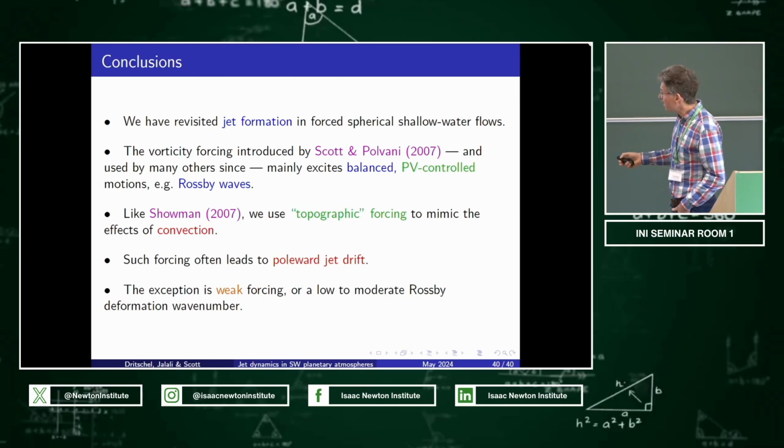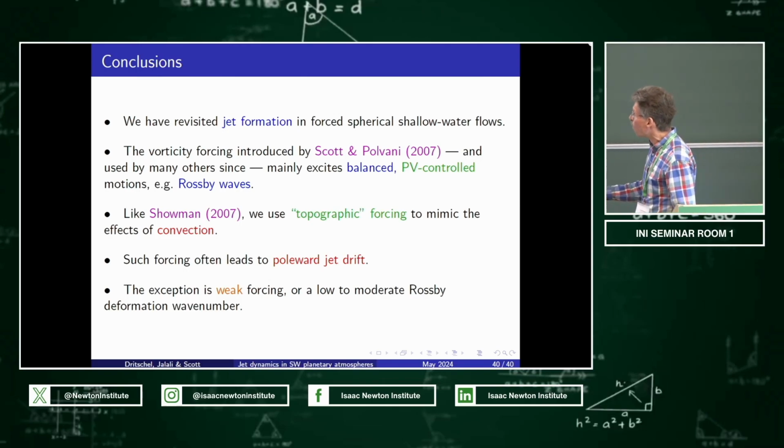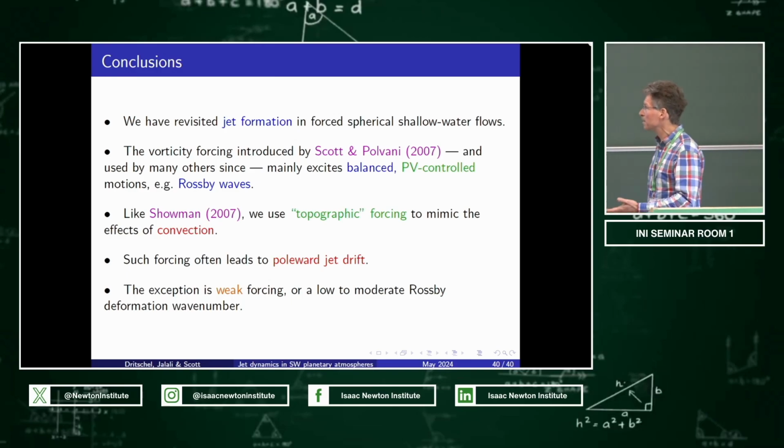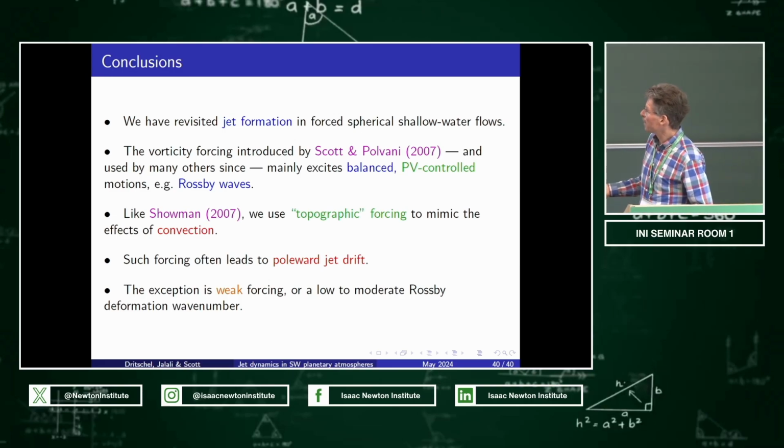Such forcing often leads to polar jet drift, but the exception is weak forcing, which I didn't have time to really go into. The weakest forcing we applied for very long times seems to produce steady zonal jets, at low to moderate Rossby deformation wave numbers, which actually aren't observed on the outer planets. The Rossby deformation wave numbers are more like 30 to 40, we think, on Jupiter. At that, there seems to be jet drift taking place.